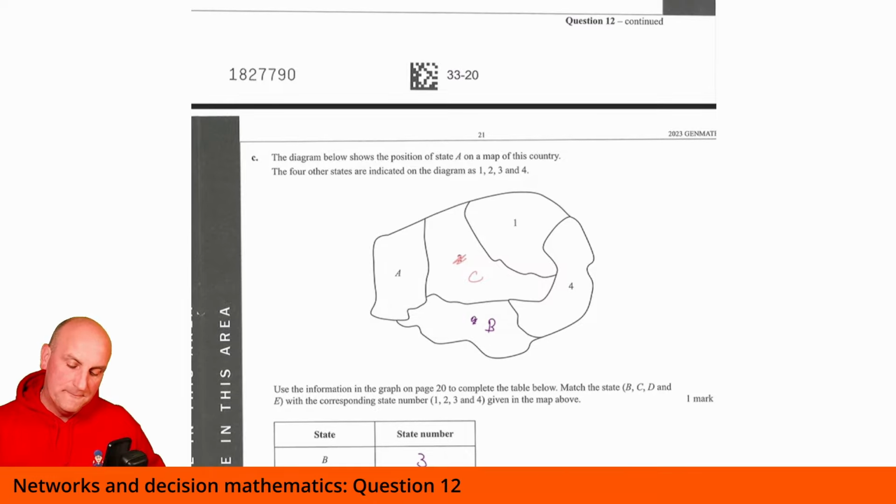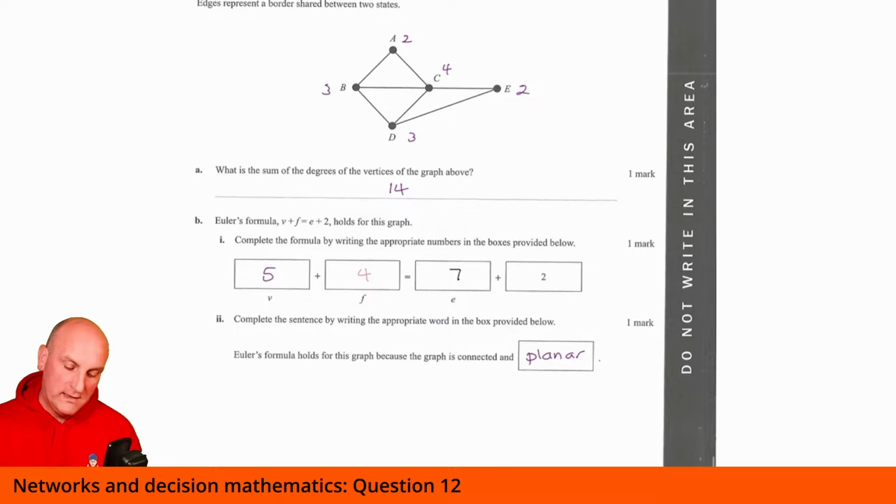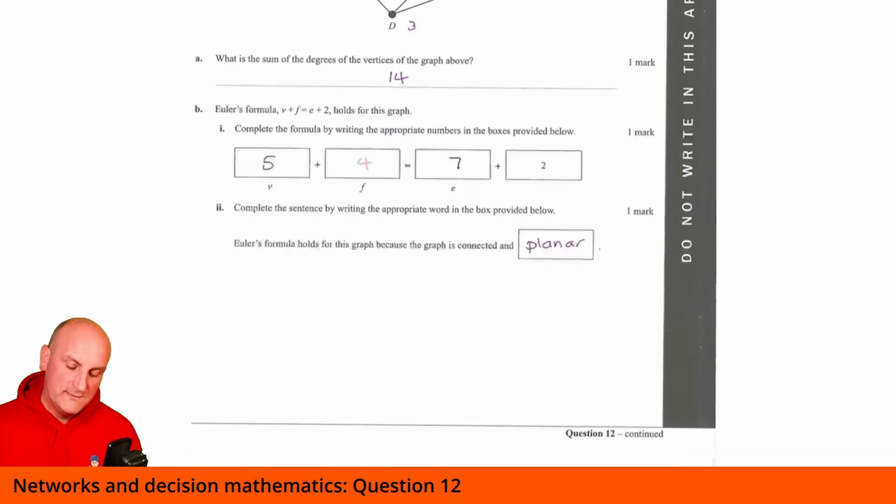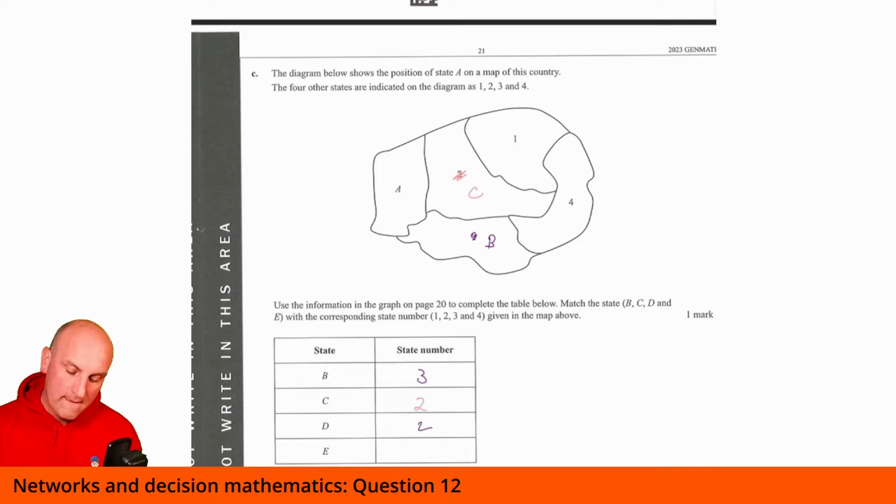So C has 1, 2, 3, 4 things bordering it, that's fine. What have we got here? B has got 1, 2, 3 things bordering it. So B has got A, C, and number 4. 4 must be D. Okay, and then that must be 1, 2, 3, 4.